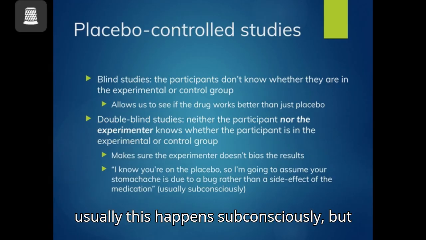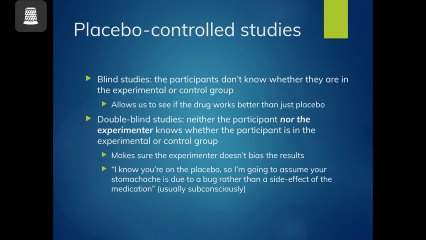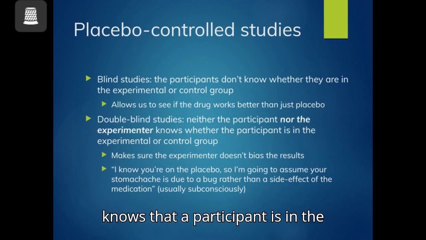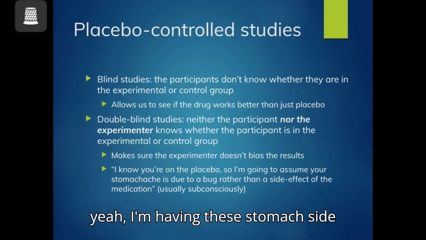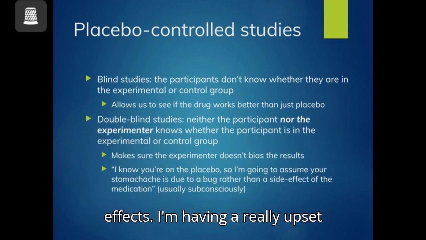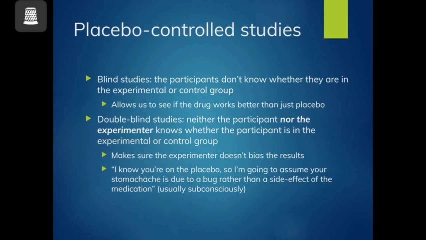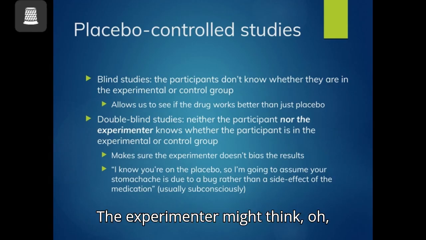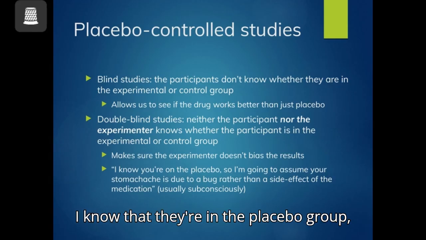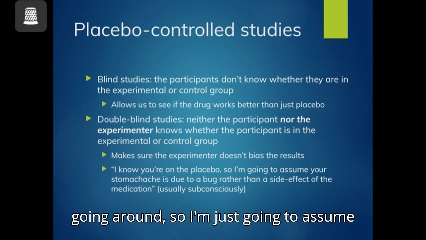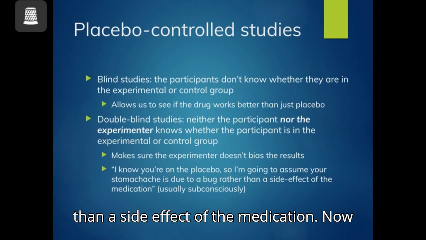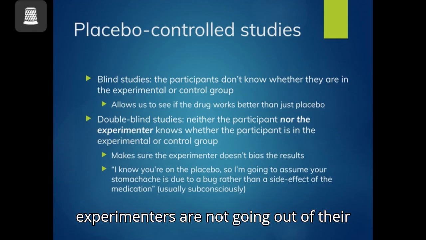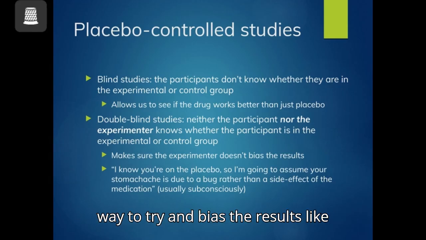Now, usually this happens subconsciously, but if a researcher knows that a participant is in the placebo group, and the participant says, yeah, I'm having these stomach side effects, I'm having a really upset stomach because of this medication, the experimenter might think, oh, I know that they're in the placebo group, and I know that there's a stomach bug going around, so I'm just going to assume that it's due to a stomach bug rather than a side effect of the medication. Now, usually the experimenters are not going out of their way to try and bias the results like this, but it could be subconscious.